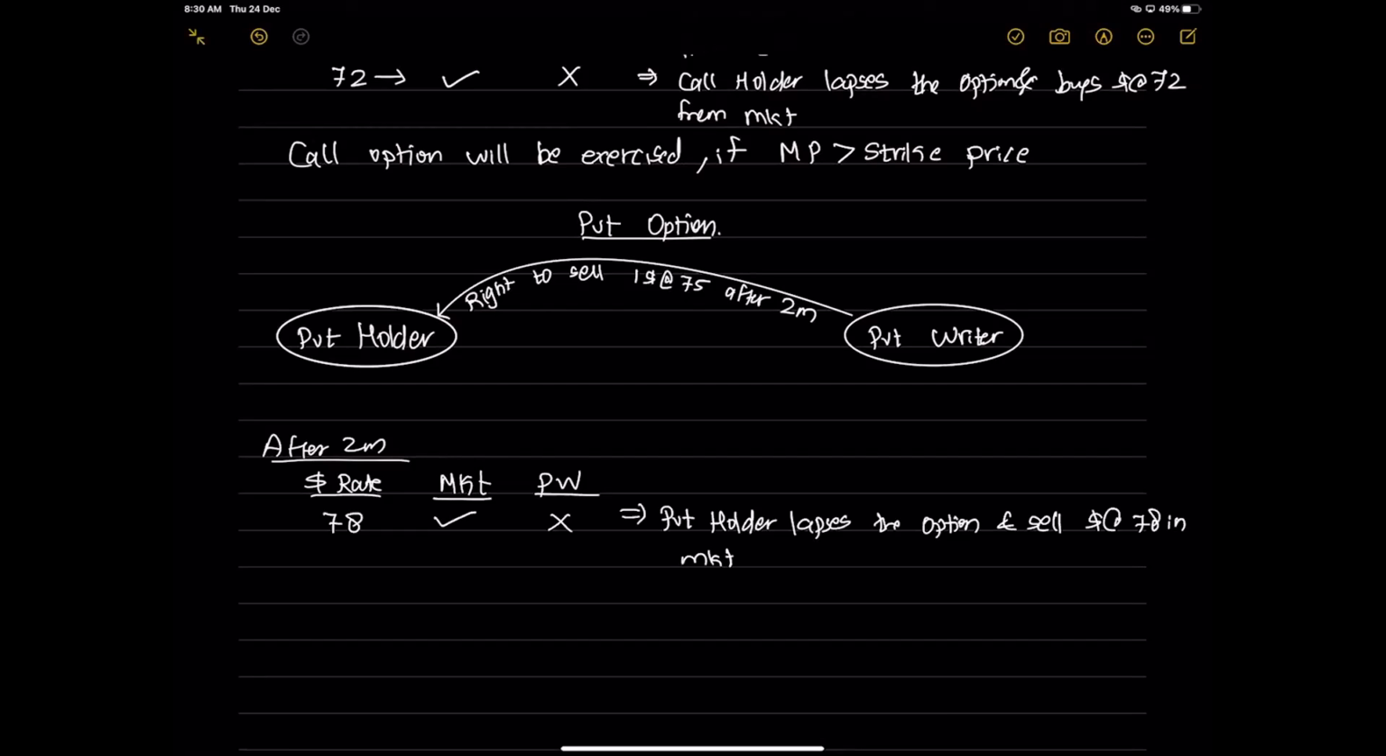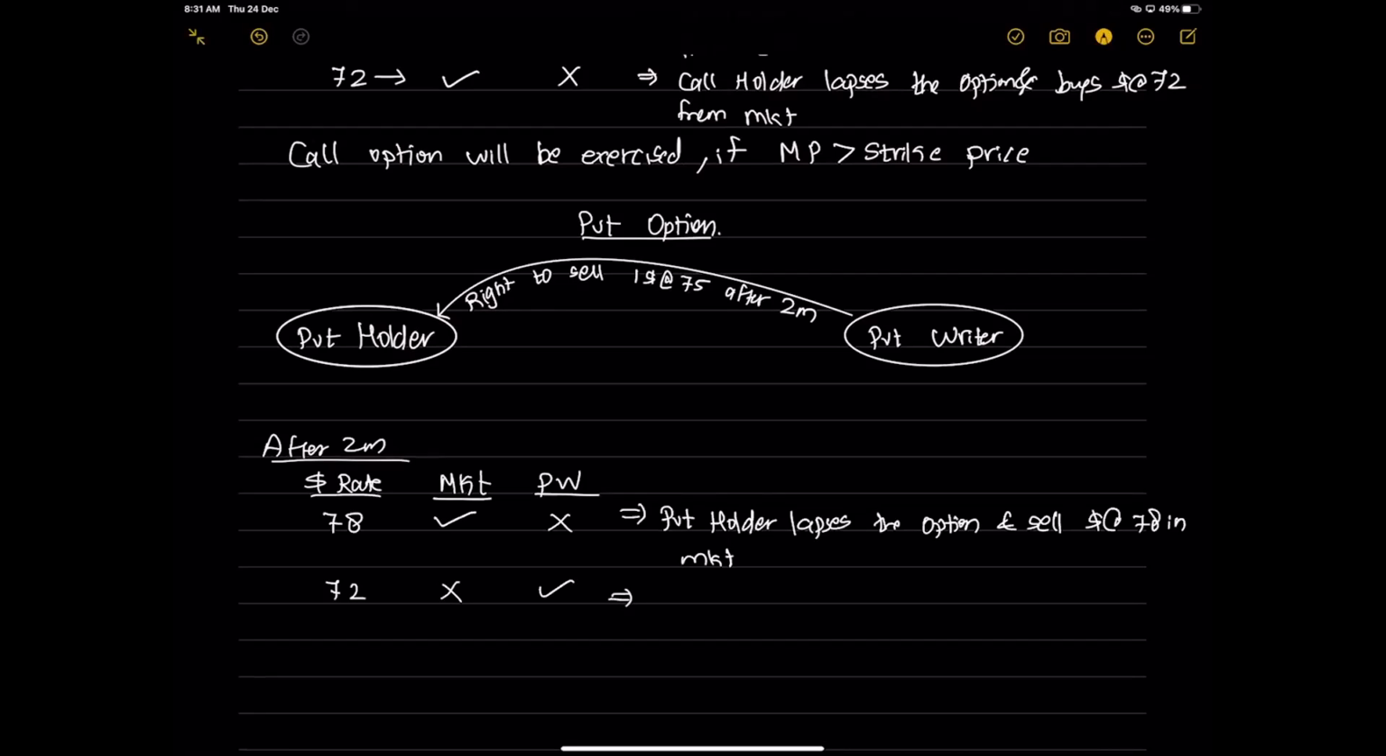Suppose after 2 months the dollar rate is 72. Where will the put option holder sell the dollars? In the market, or to the put writer? The put writer. Yes, sorry, to the put writer, not in the market.